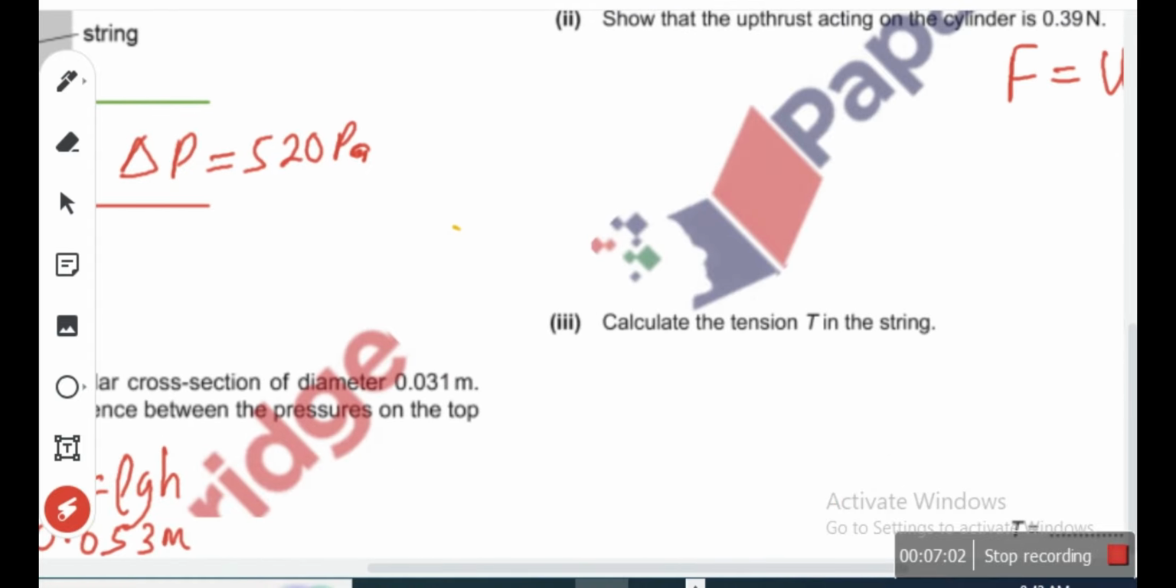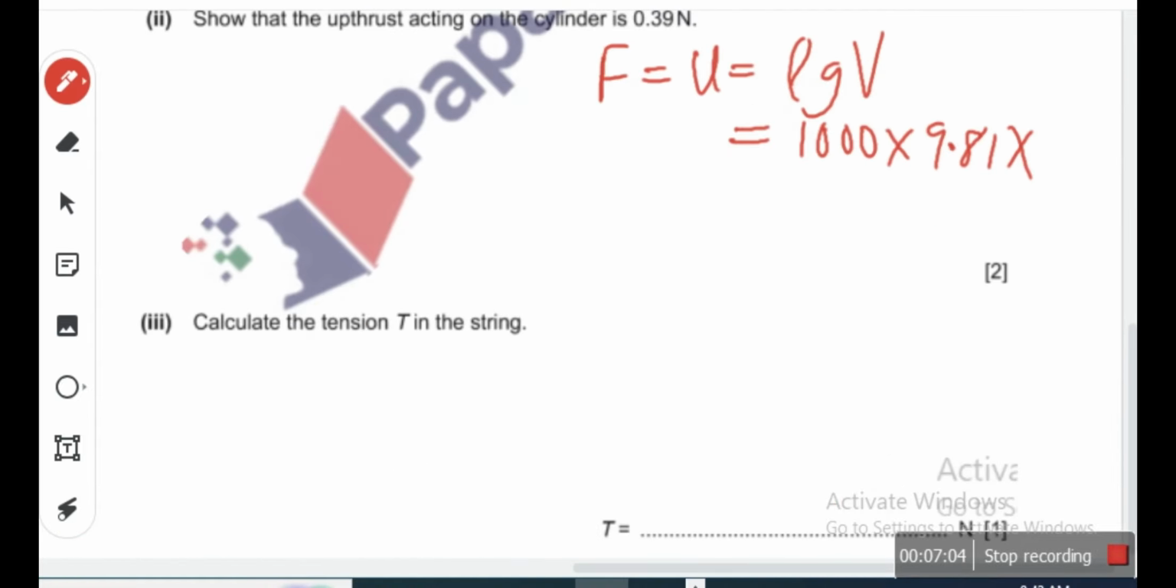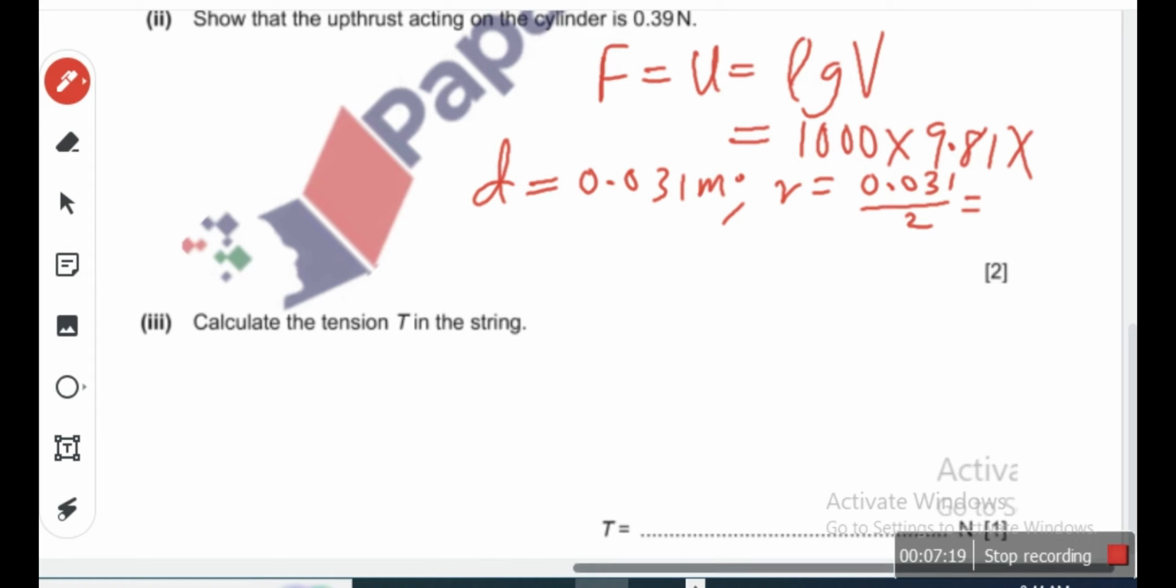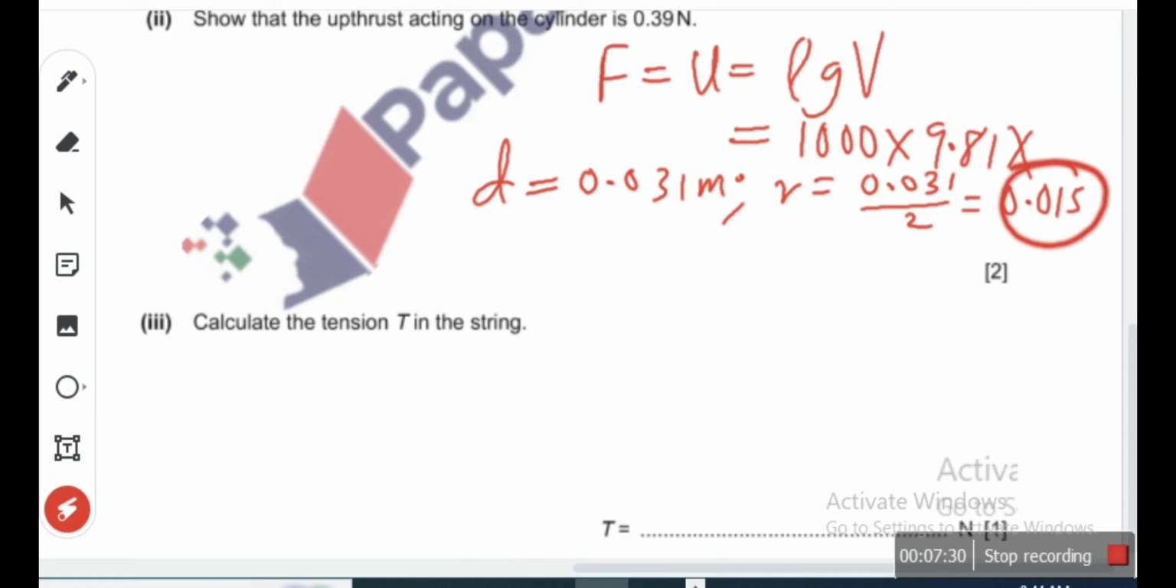So this is the diameter, 0.031. So what's the radius? Diameter is 0.031 meters, so radius is what? 0.031 divided by 2, isn't it? You know how to find radius from diameter, am I right? So what does that give you? No. Leave it to at least 3 significant figures since it's not the final answer. Did you get what I'm saying?